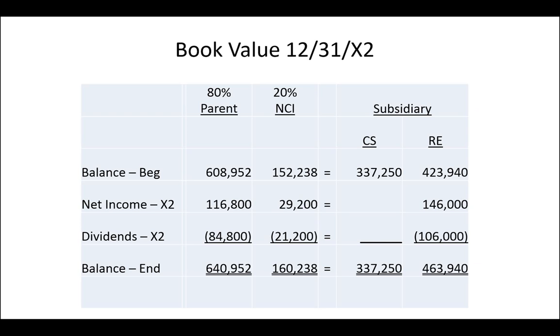The first being our book value schedule. Remember that the book value schedule is an ongoing schedule. It's a balance sheet item. So the ending balance last year will be the beginning balance this year. And again, on the subsidiary side, the parent will get 80%, and the NCI will get 20% of the values for the subsidiary. We see the equity, which is in the beginning balance, the income, and the dividends.